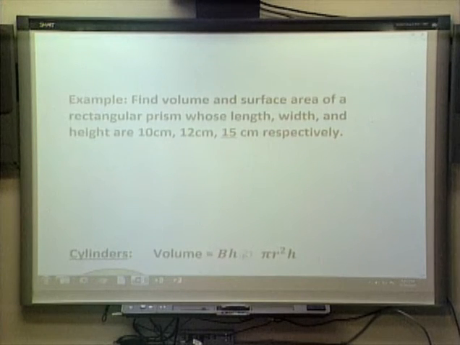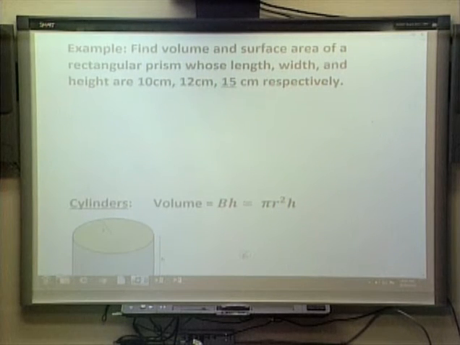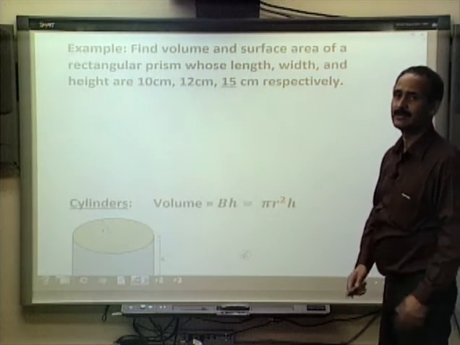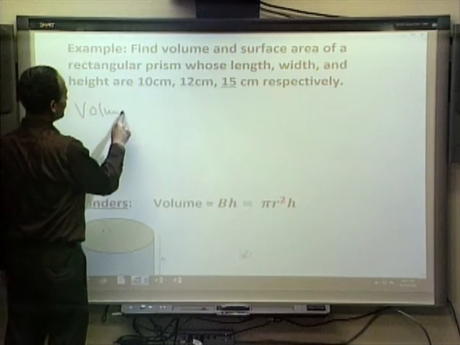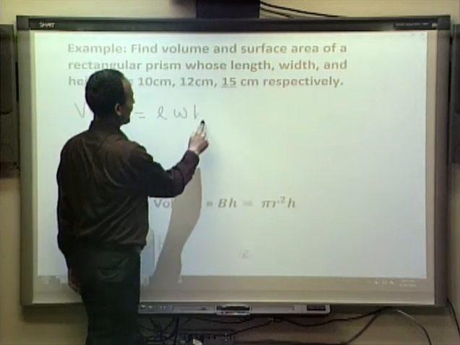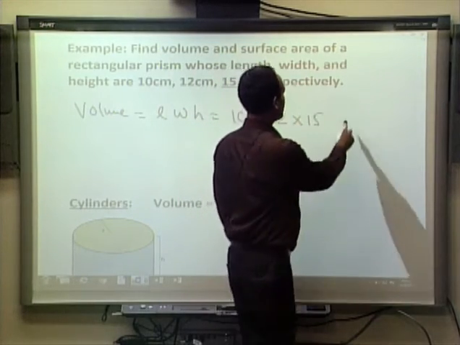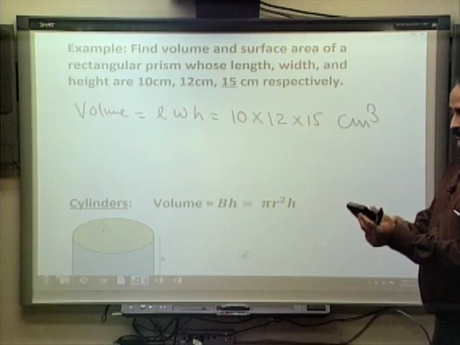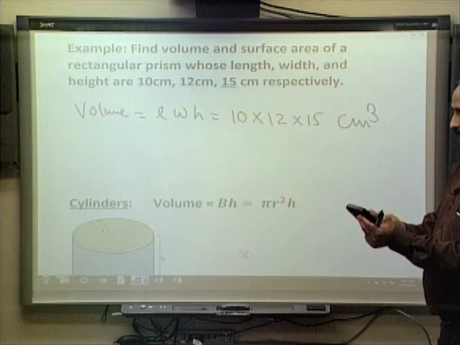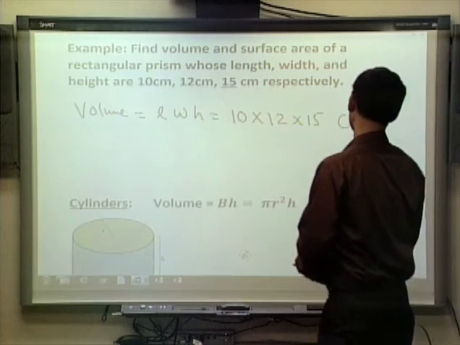Let us look at this question. Find volume and surface area of a rectangular prism whose length, width and height are 10 centimeter, 12 centimeter and 15 centimeter respectively. So, we want to find the volume. The volume is nothing more than length times width times height. So, that will be 10 times 12 times 15 cubic centimeter. Let us see, 10 times 12 times 15 equals 1800 cubic centimeter.